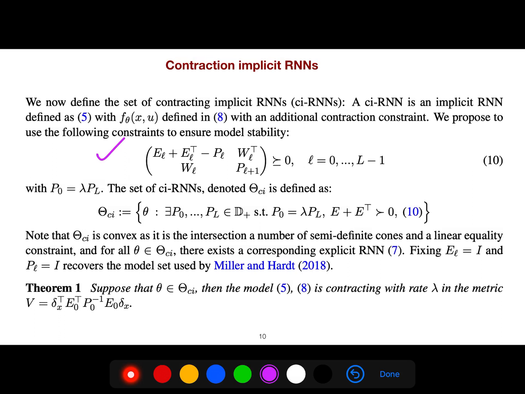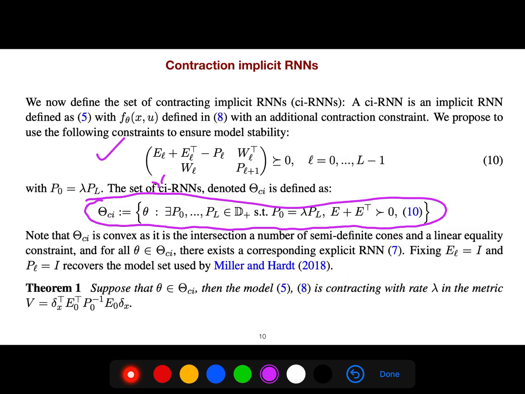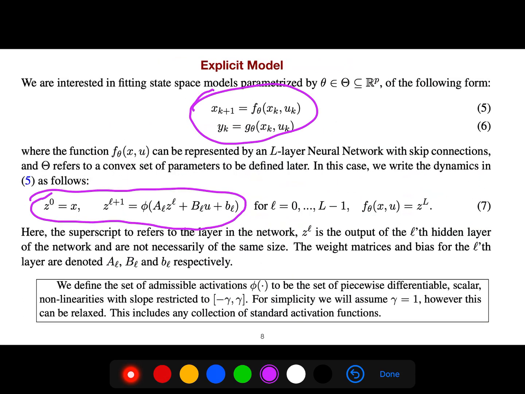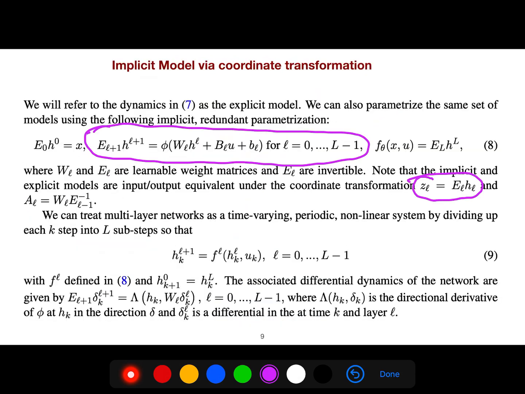And so the set of all CI RNNs, where CI stands for contraction implicit RNN, is this. So for all theta, whenever your parameters lie in this space, then it is contracting. So theta is convex, and it is an intersection of many semi-definite cones. And so there exists the corresponding explicit model that I explained here. This explicit model, there exists this.